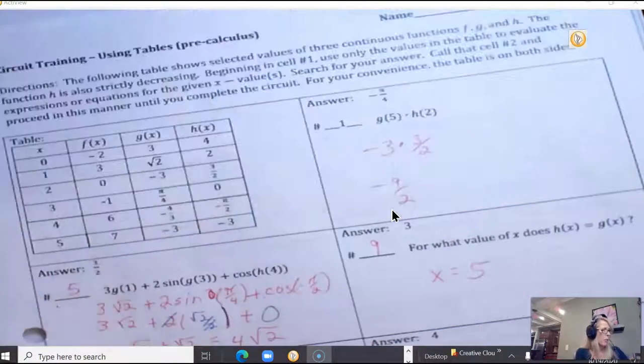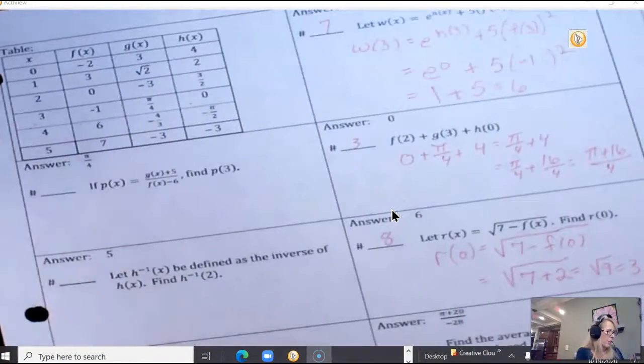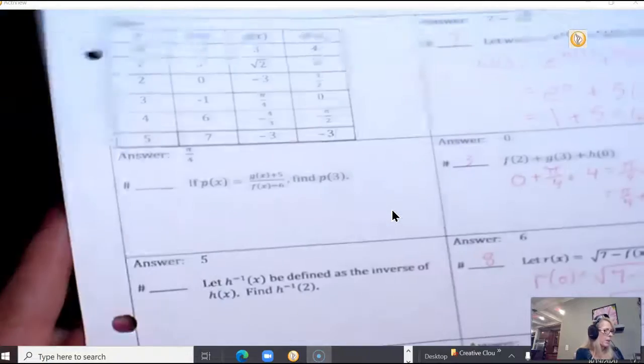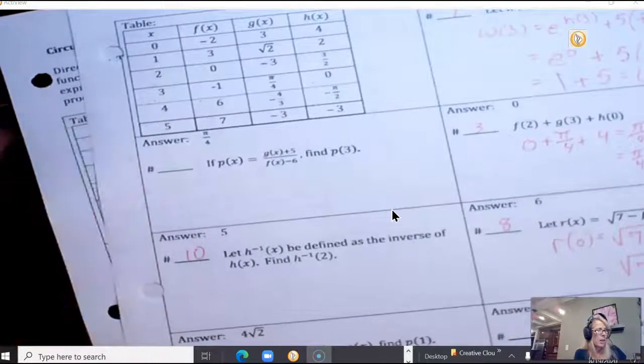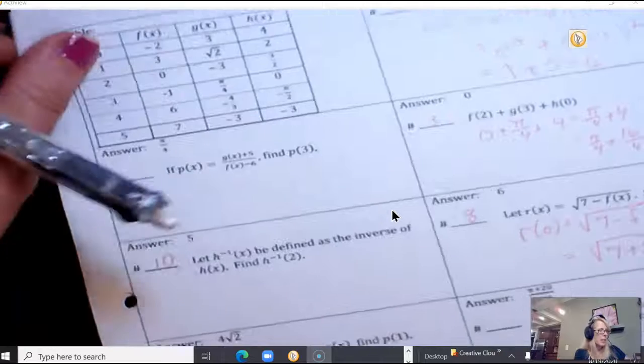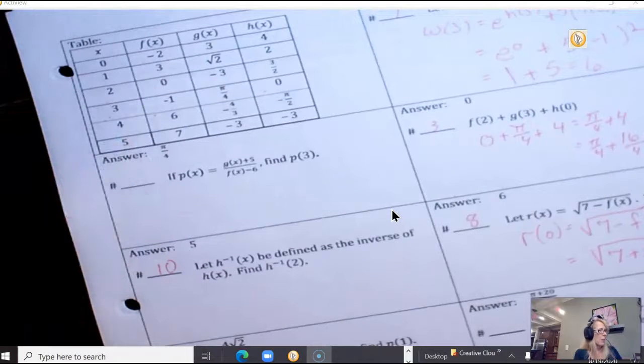And again, we look for the value, and we find 5 on the other page. It's on the first column. This will be number 10. Now this is where we need to take a second because a lot of people have problems with inverses. This does say inverse function of h of x. Let it be defined as the inverse of h of x. Well, that's pretty obvious. Find the inverse function of h of 2.